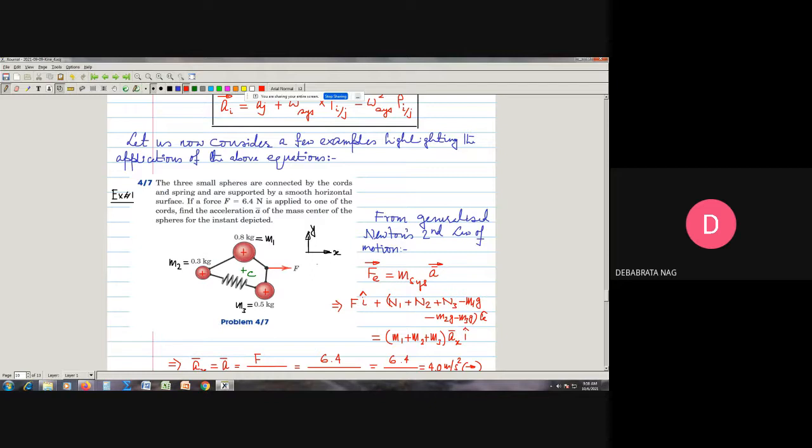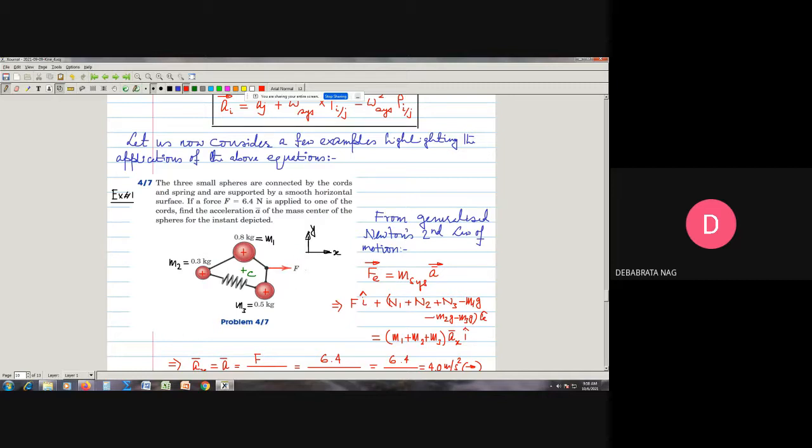And then obviously we will have the gravity forces. So it will be minus M1 g, minus M2 g, minus M3 g, all acting along the z axis, the z axis being perpendicular to the plane containing this xy horizontal surface. We note further that since this entire system is constrained to move only along the x-axis, only along this horizontal direction, the acceleration of the center of mass will be only along the x direction.